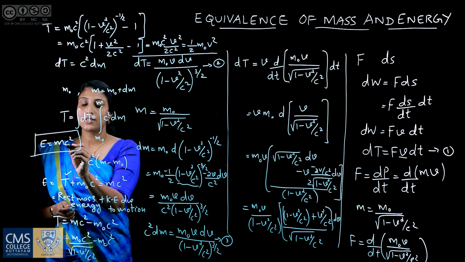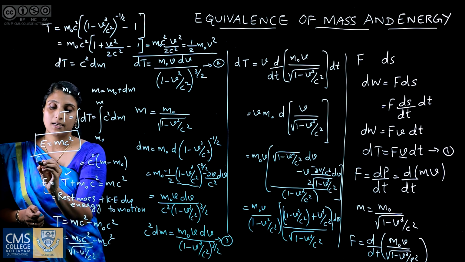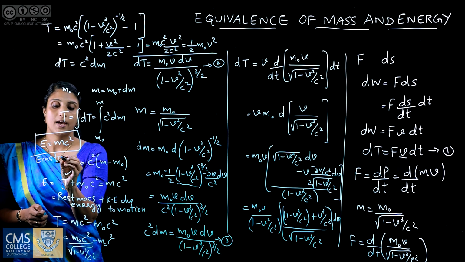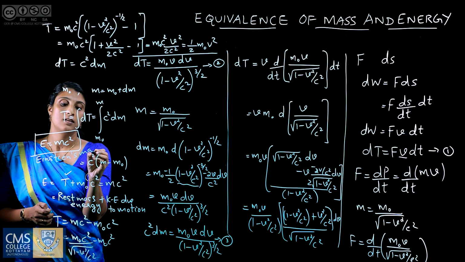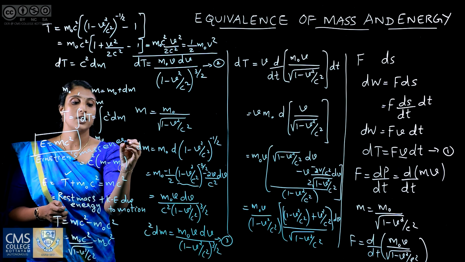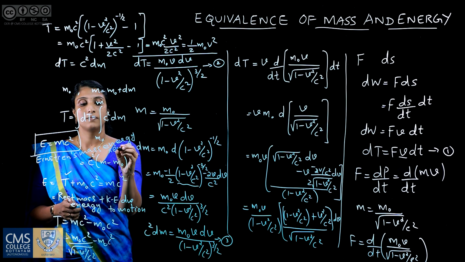Here we have the famous relationship, Einstein's mass energy relation, E equals m c square.